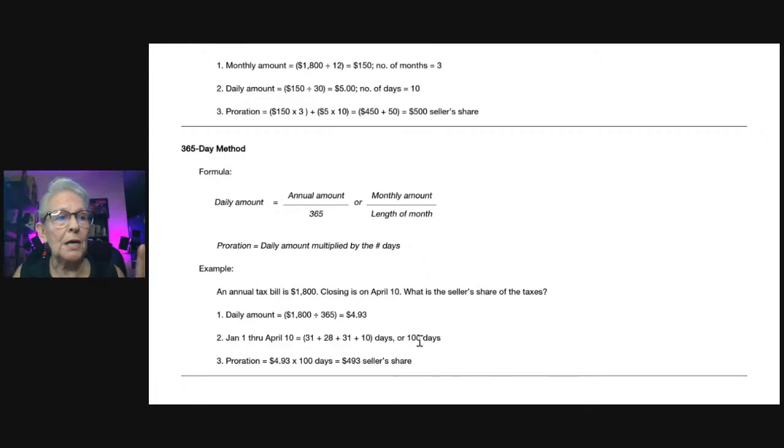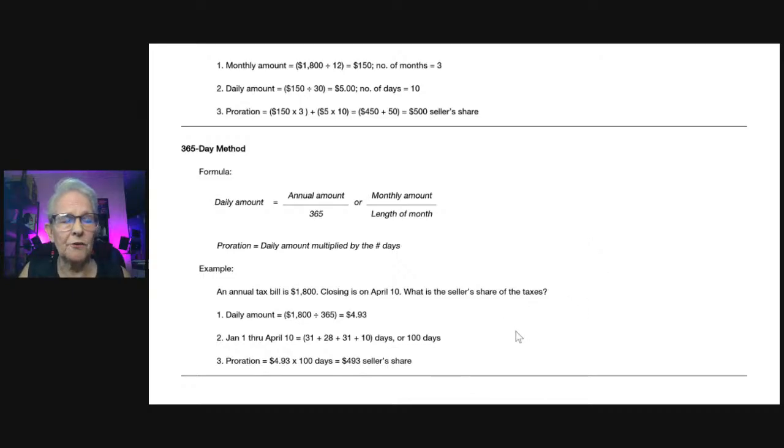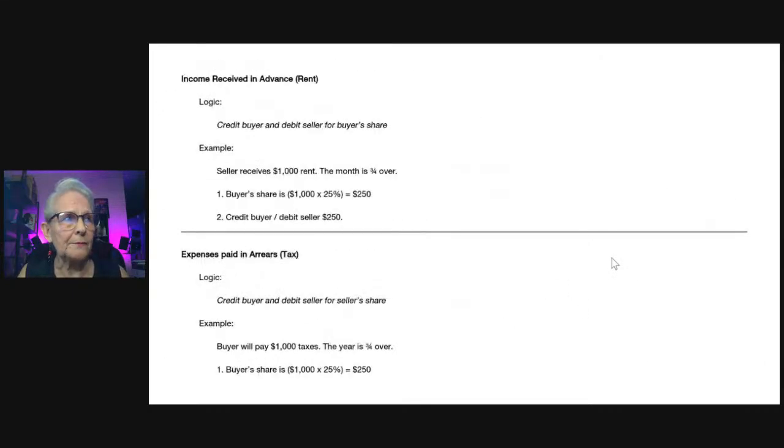So now we go 100 days times the daily rate of $4.93 per day of tax proration, which brings us to $493 for those 100 days. That is credited to the buyer. So that is money the buyer is getting at closing from the seller. It reduces the amount that they have to bring into closing, and it increases the amount the seller has to bring to closing, or increases the amount that they get less at closing.